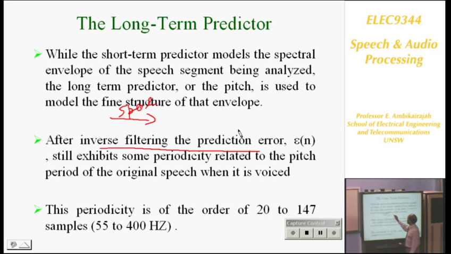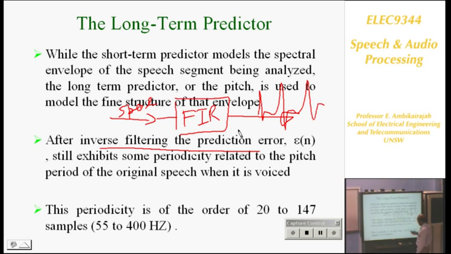right? And you have got your FIR filter, which is the predictor filter. And if it works very well, your error looks like this, right? And people thought, why don't we use this error and put another filter, which is a long-term predictor, because it removes these pulses, trying to predict the pitch period, so that what's coming out of it is noise, because you've removed these pulses.